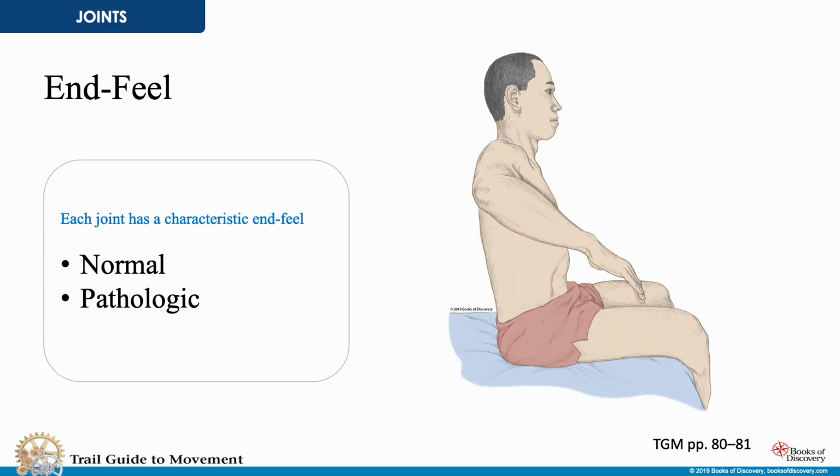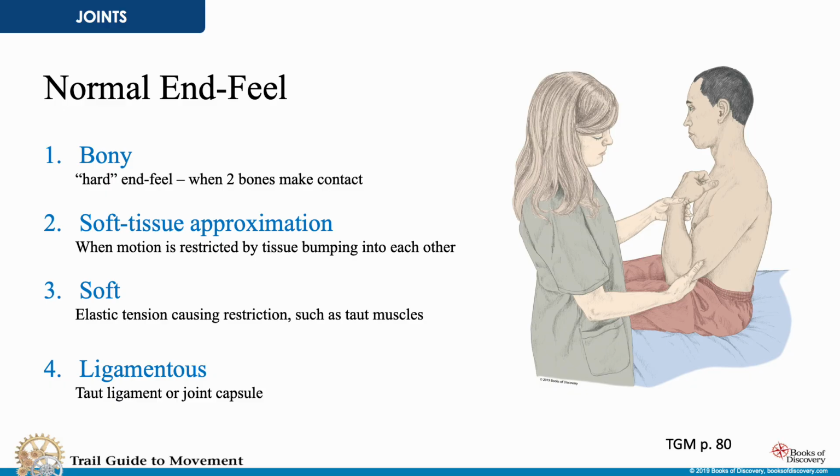Each joint has a characteristic end feel, normal and pathologic. This is the sensation that you feel at the end of a joint's movement. Normal end feels might be bony, which is a hard stop, or soft tissue approximation, which is muscle hitting muscle. It can also be soft, and that is the elastic tension causing restriction. It's taut muscles. And ligamentous, which are tight ligaments or joint capsule.